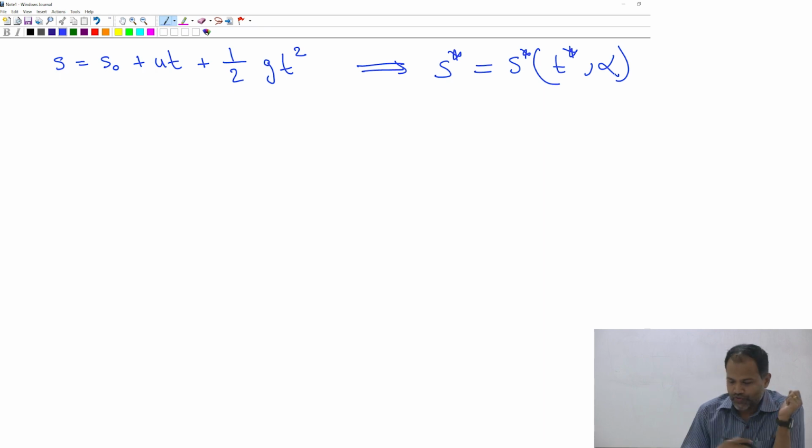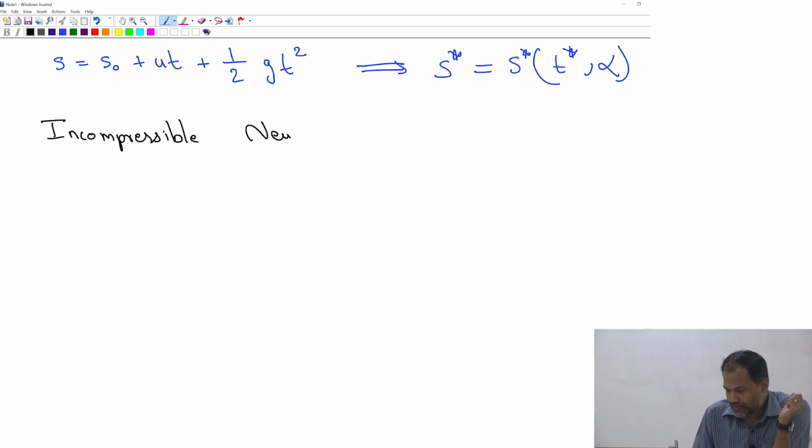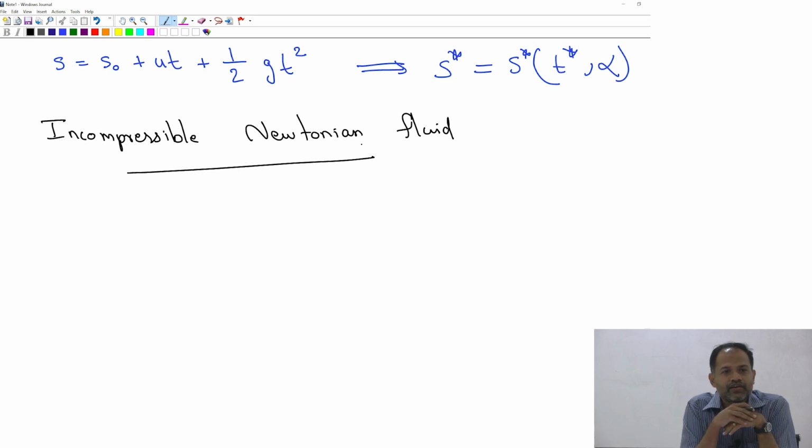We are going to look first at an incompressible Newtonian fluid, and we will do the same thing that we did for the trajectory of the particle and see what non-dimensional parameters come out. That's going to tell you what is the most important parameter that determines the fluid flow. And then we will look at how to proceed when we do not know the equations.